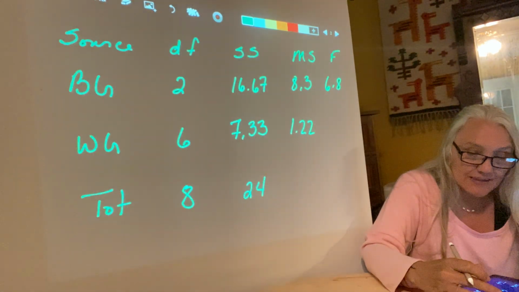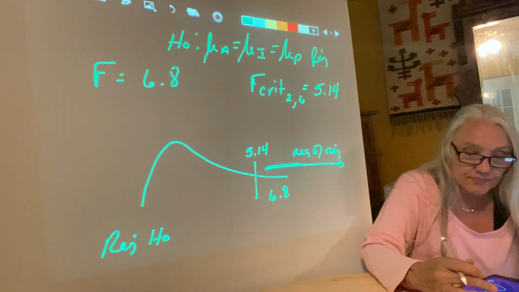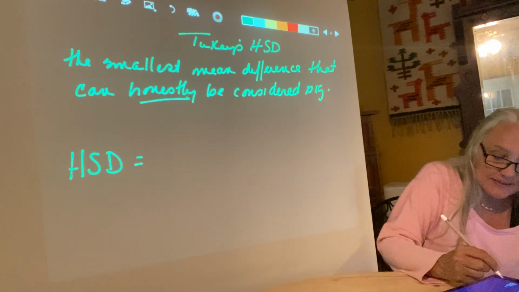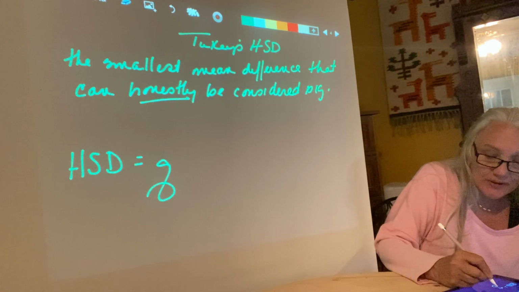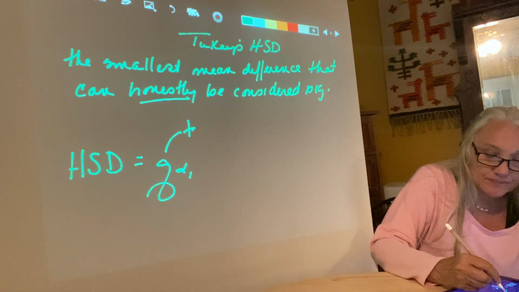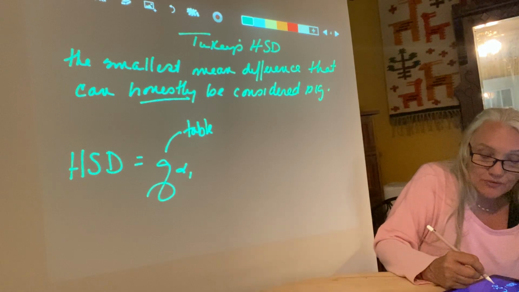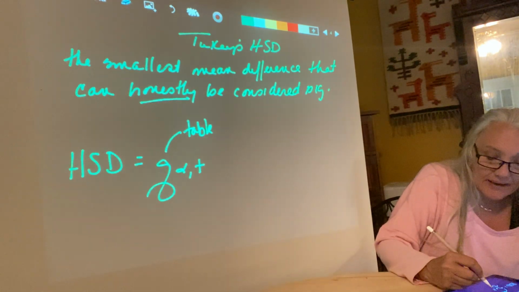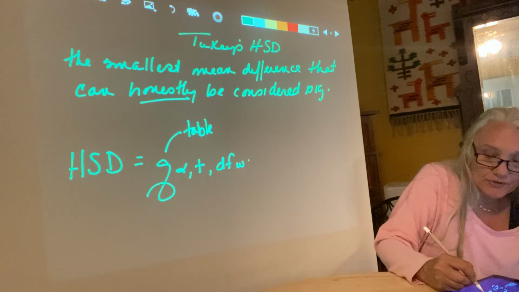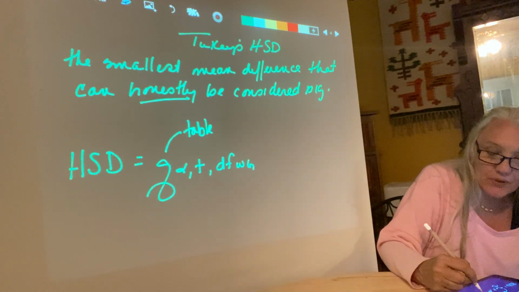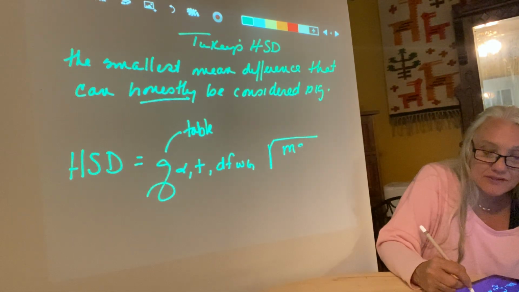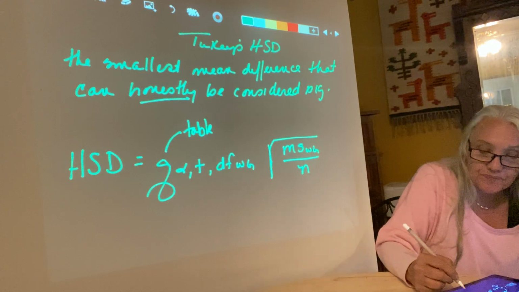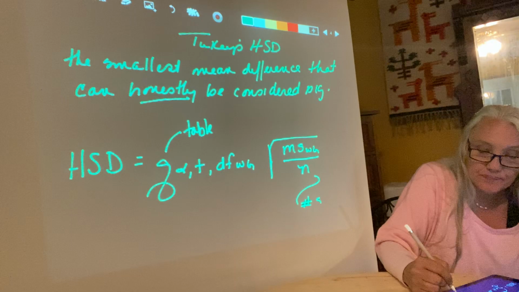So let's figure out what it is. And it's real simple to compute. So HSD is equal to Q, this value of Q, and we're going to look Q up. Q comes from the table. Q on alpha, on the number of treatments or means, and on degrees of freedom within groups. And we're going to multiply Q by the square root of the mean square within groups divided by the number of scores in each group. So this is the number of scores per group.